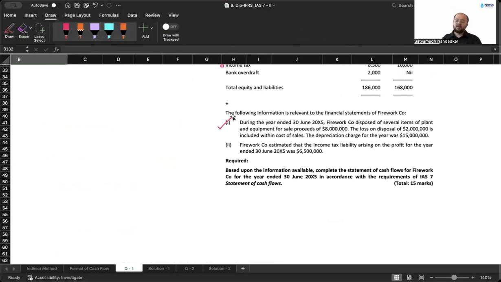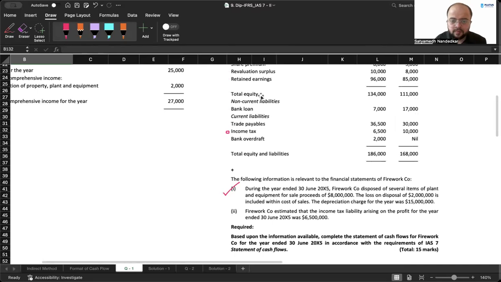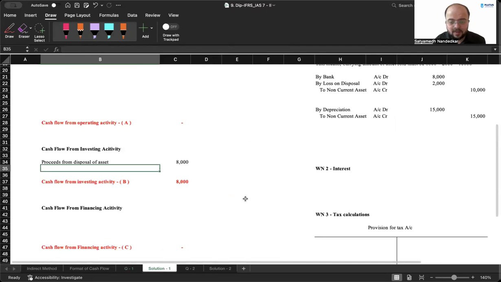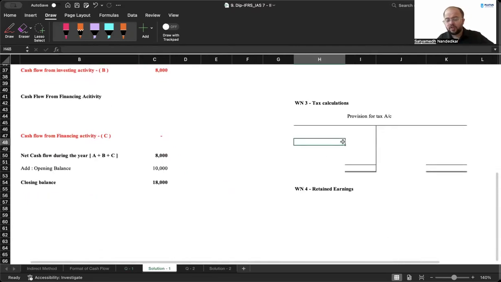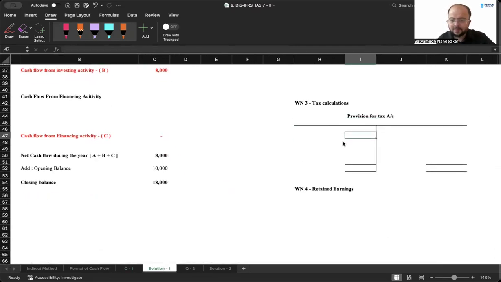Now the second one, Firework estimated that income tax liability arising on the profit for the year ended 30th June 2005 was 65 lakh. Now income tax opening balance 10,000, closing balance 6,500. So provision for tax opening balance is opening credit balance, write it on the credit side by balance brought forward and to balance carried forward.